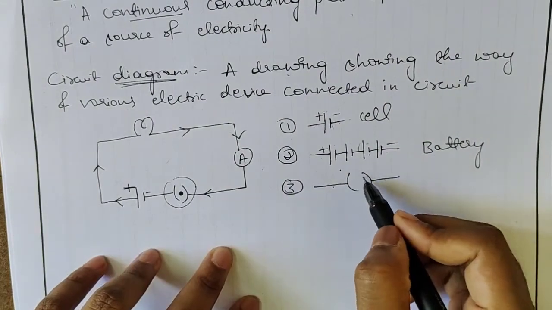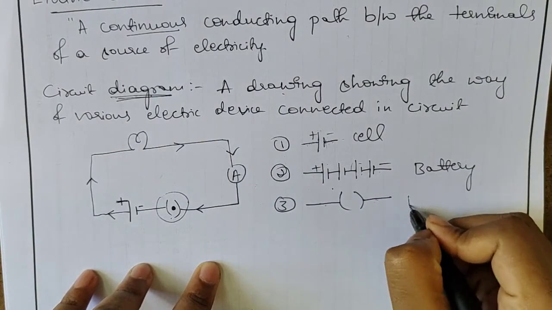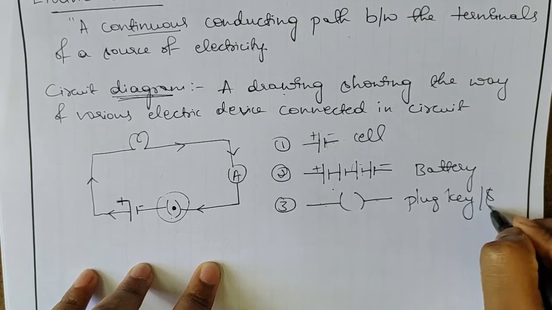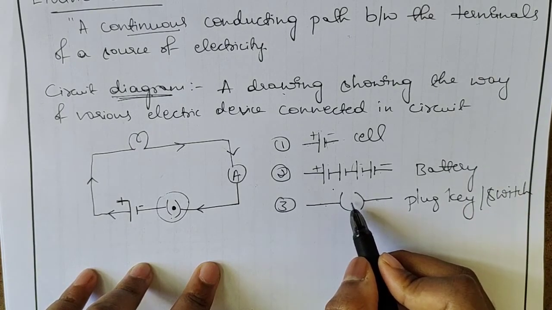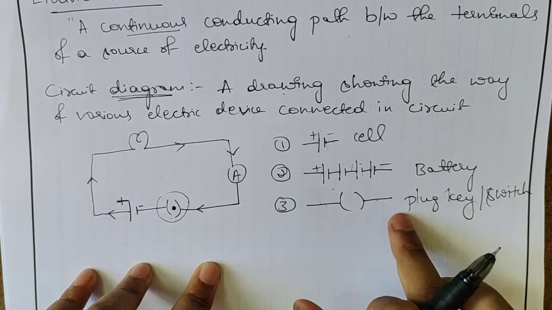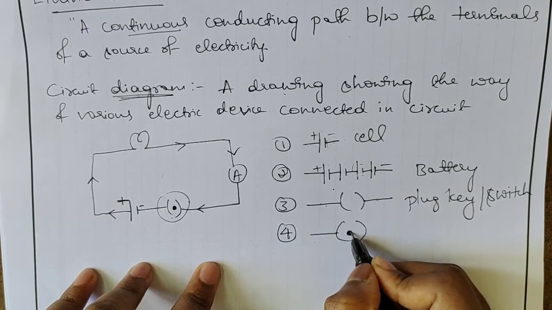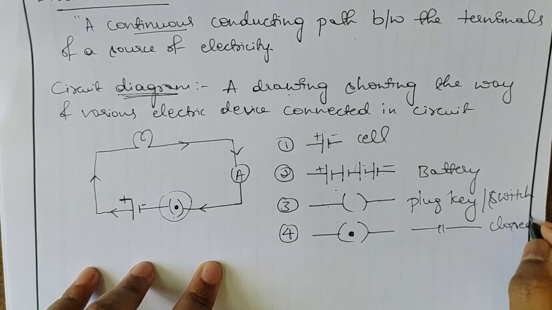So here we are indicating it like a bracket, and it is nothing but a plug key. In other words, we can call it a switch. Now listen, if you are not keeping any dot here, that means if it is plain, then we'll call it an open circuit. Clear? So next one, same. If I keep a dot here, same switch, but it is the closed one.